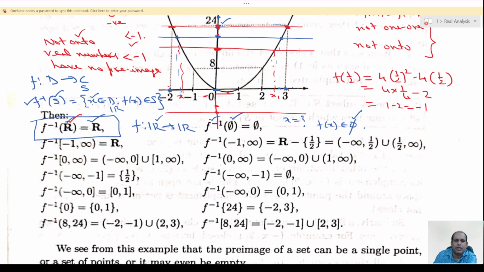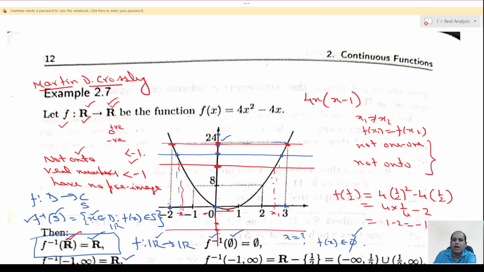Now, let us try to understand it with the help of another example. f inverse of the interval from -1 to infinity is equal to R. Why? I need to look at all those points from the domain whose image is within -1 to infinity. So -1 again.